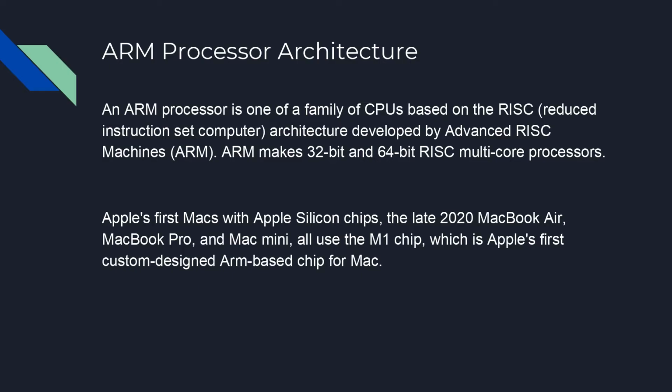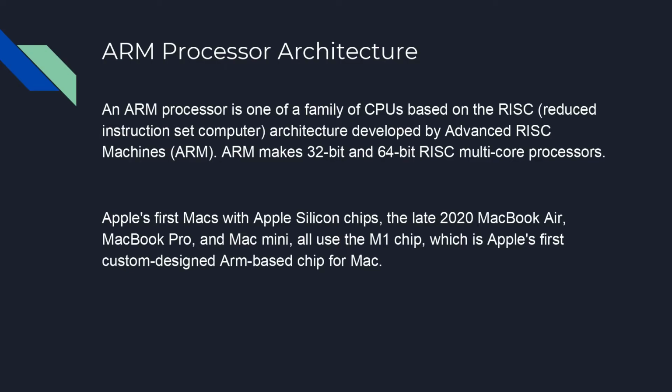So next is ARM processor architecture. An ARM processor architecture is one of a family of CPUs based on the RISC, or reduced instruction set computer, architecture. This architecture is developed by Advanced RISC Machines, or ARM. ARM makes 32-bit and 64-bit RISC multi-core processors. ARM is a family of reduced instruction set computing architectures for computer processors configured for various environments.